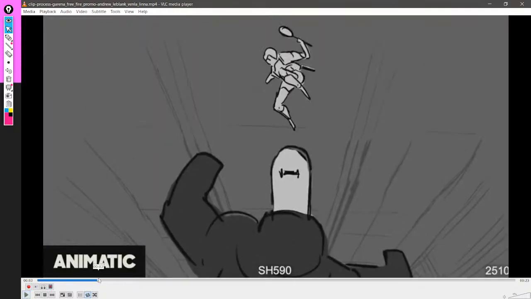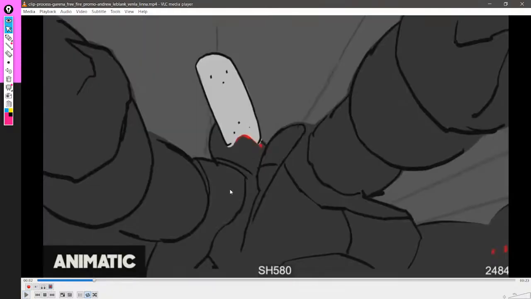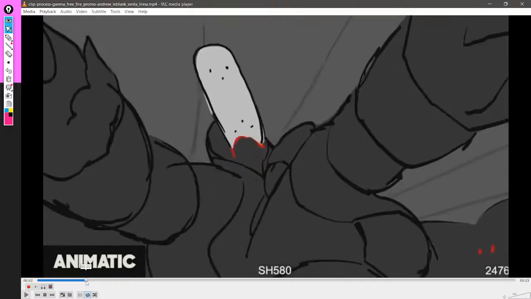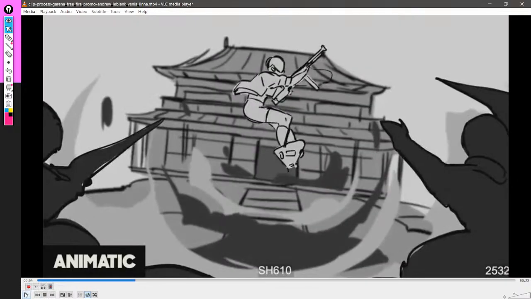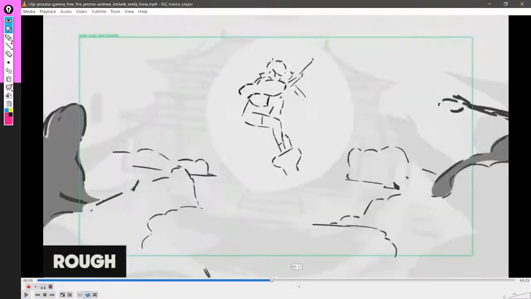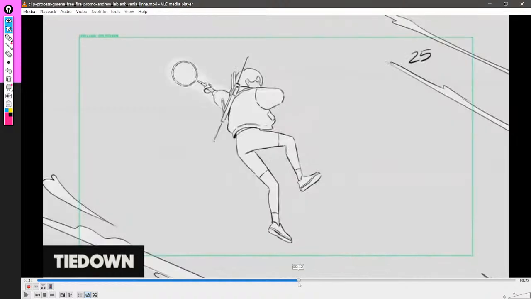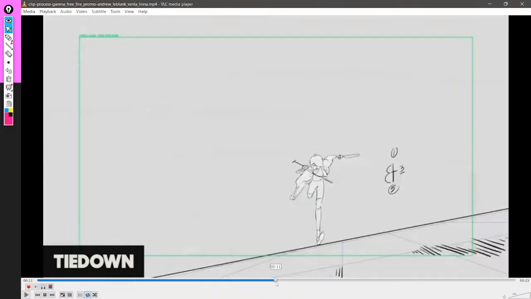And this is a very clear keyframe, this one here where the monster takes the skate. And then we can look forward and let's look at the tie down. Yeah, tie down is going to be good to look at.